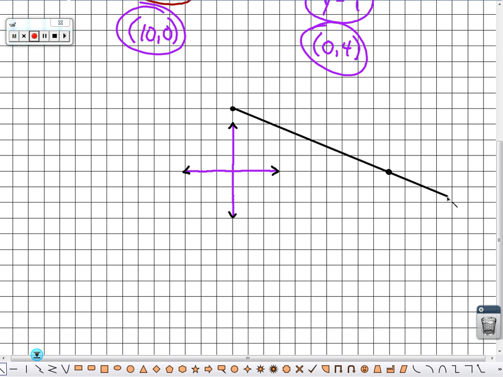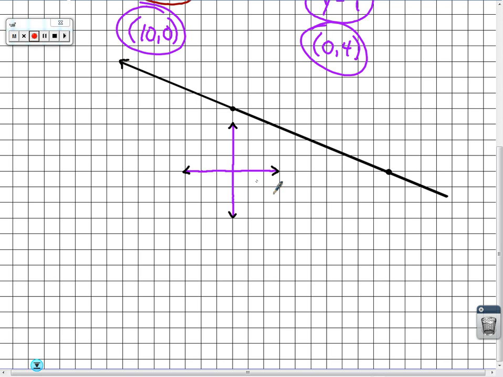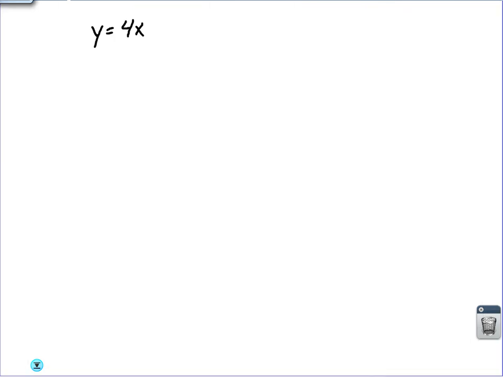If we wanted to, we could extend it on a little bit further. And that would be the graph of our linear equation. And we actually found that graph without having to plug any values in except for 0 for x and 0 for y. Now next let's look at the linear function y equals 4x.